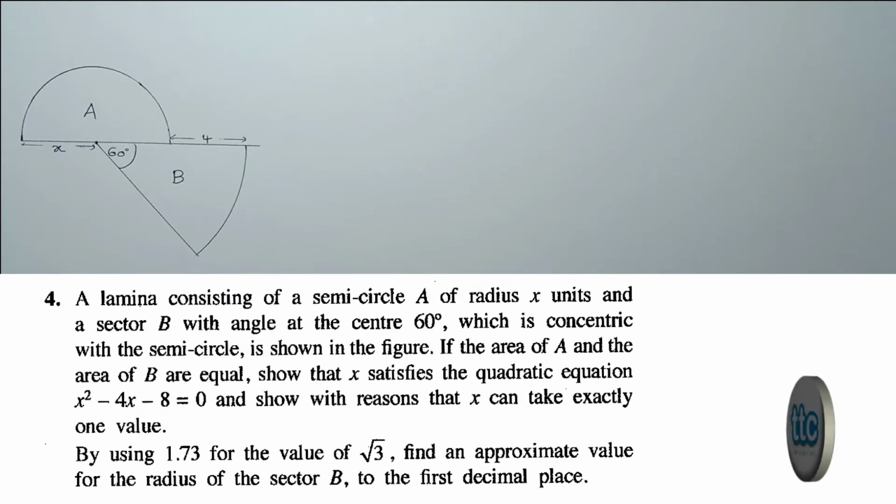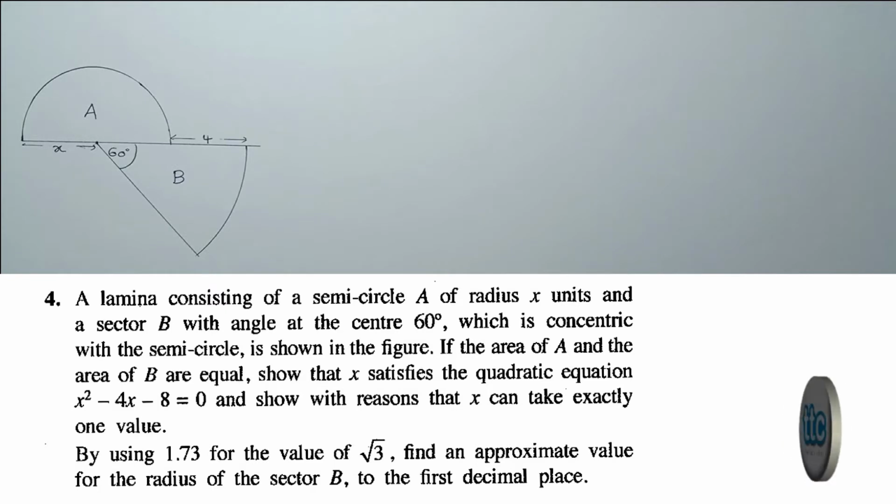A lamina consisting of a semicircle A of radius x units. This is the semicircle A, the radius is x units, here to here x units. And a sector B with angle at the center 60 degrees. This is the sector B, this is the angle at the center 60 degrees, which is concentric with the semicircle, is shown in the figure. Concentric means the sector B and the semicircle A have the same center.